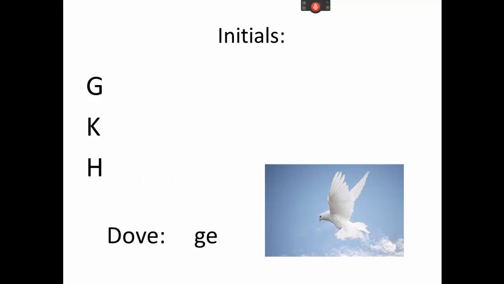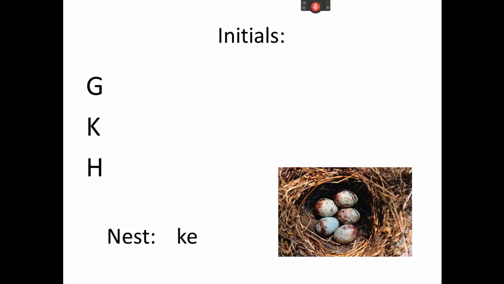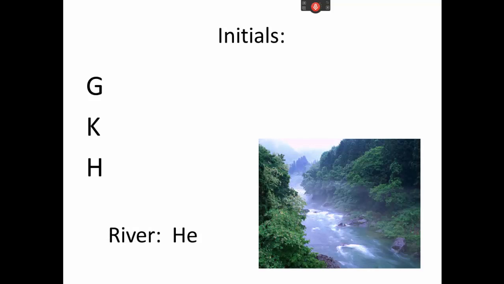So dove in Chinese is ge. Why don't you say it? Ge. Nest is ke. And river is he.